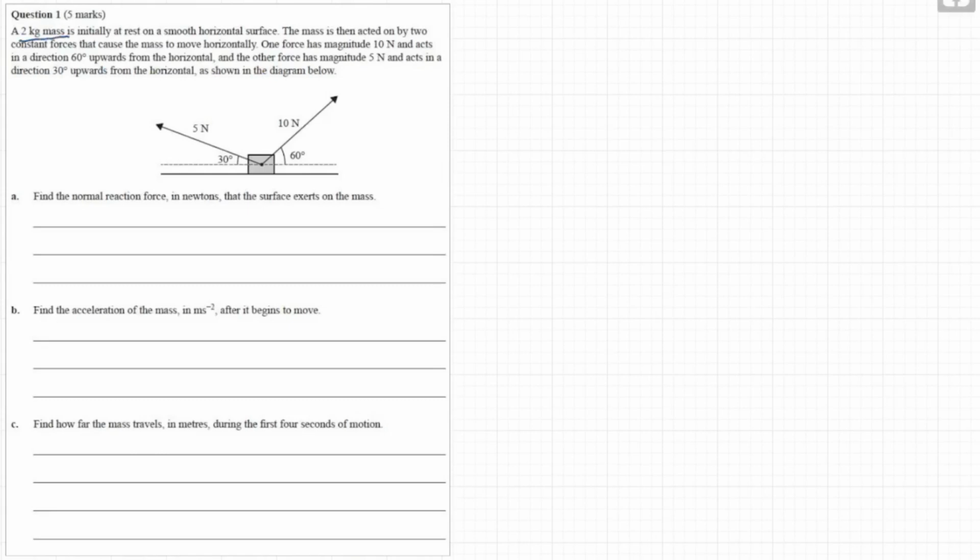A 2 kilogram object is initially at rest on a smooth horizontal surface. Initially at rest meaning that the velocity is 0 at time t equals 0, and smooth meaning that there's no friction. The mass is then acted on by this force of magnitude 10 newtons and this one of magnitude 5, and they cause the mass to move horizontally.